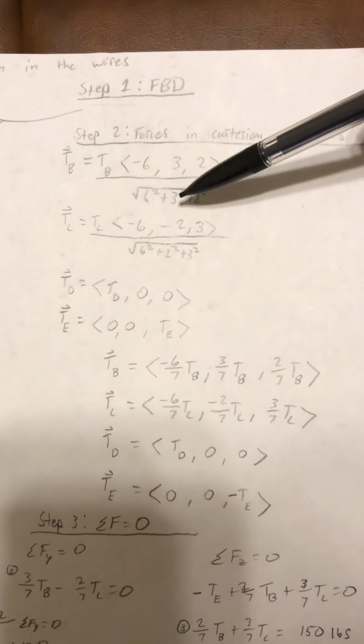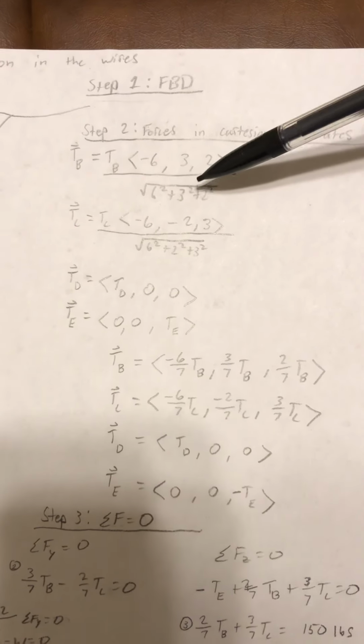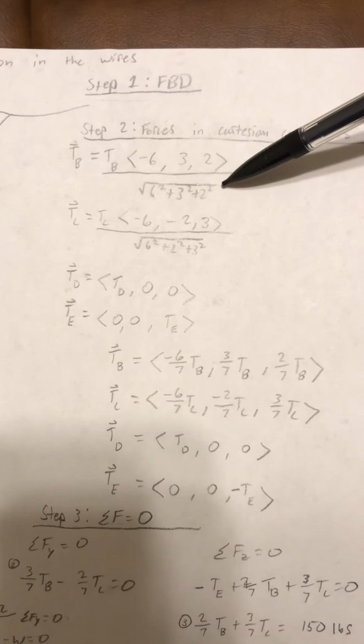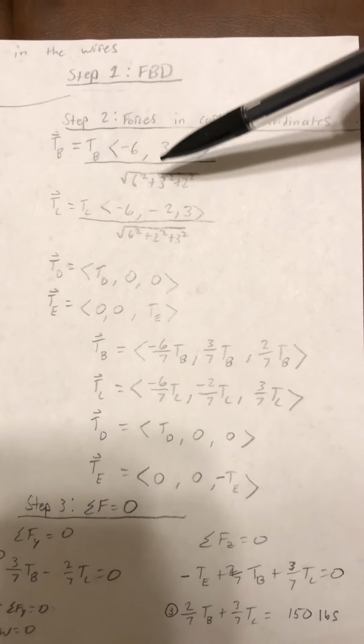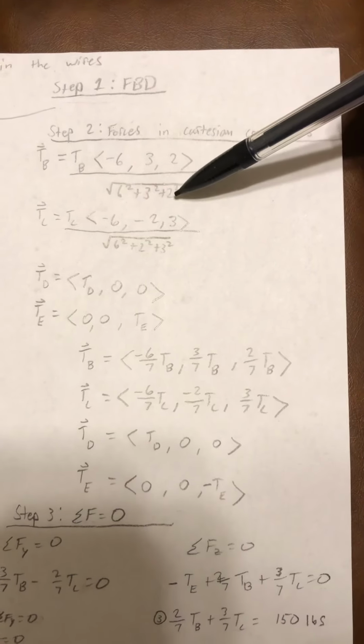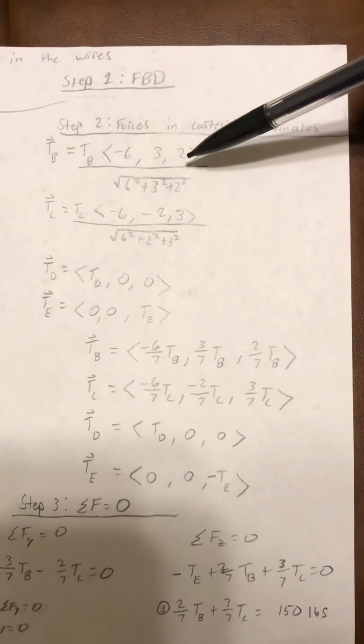And so the bottom, the denominator, is going to be the magnitude of that vector. And so we have the square root of 6 squared plus 3 squared plus 2 squared, and we get that from this. And so that's our first vector.